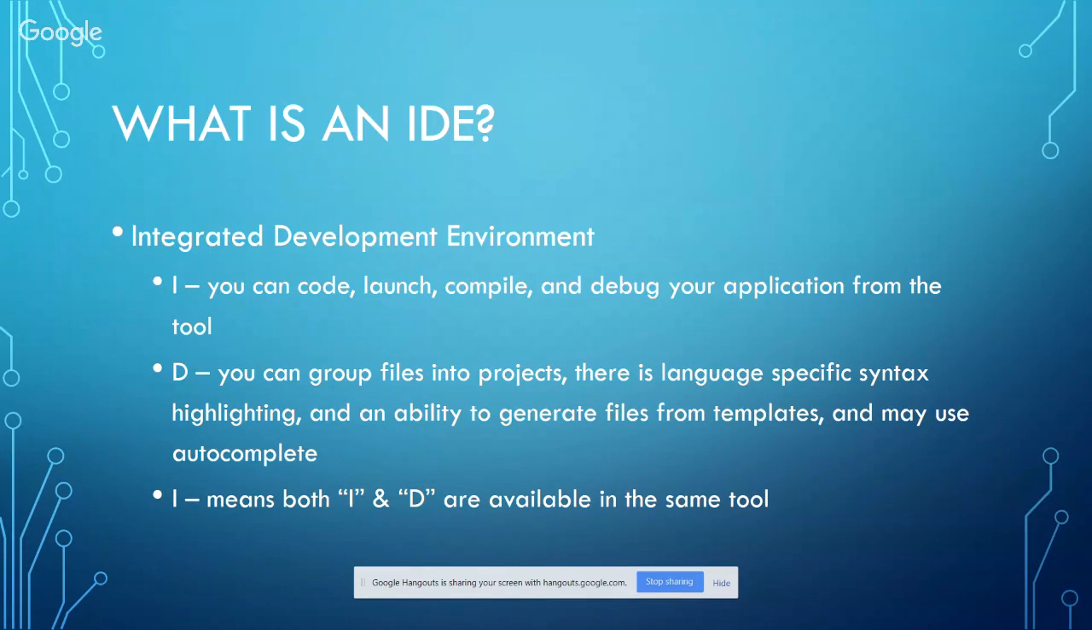The I means you can code, launch, compile, and debug your application from the tool. The D stands for group files. You can group files into projects. There's language-specific syntax highlighting and an ability to generate files from templates and maybe use autocomplete. The I means that both the integration and development are available in one environment.